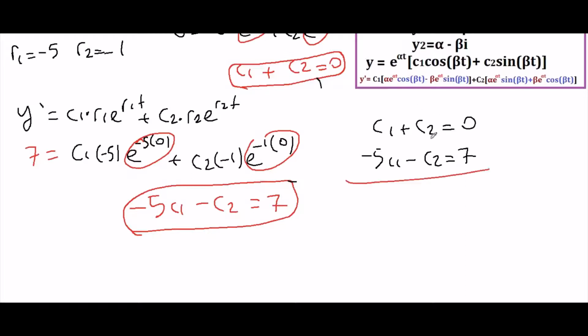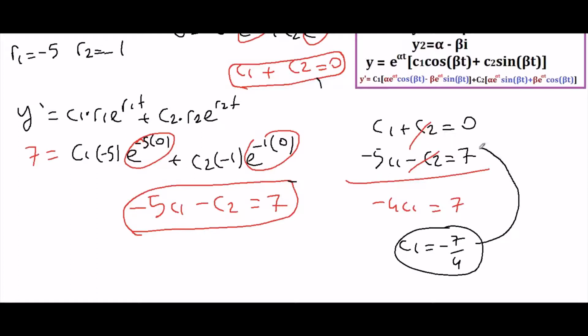c2 and negative c2 cancel each other. We obtain negative 4c1 equals 7. And from here, we find c1 as negative 7 over 4. And if we plug this into one of the equations above, we find c2 as positive 7 over 4.